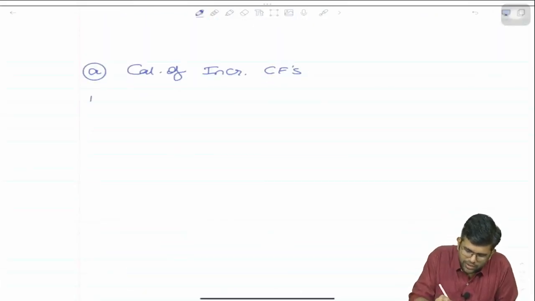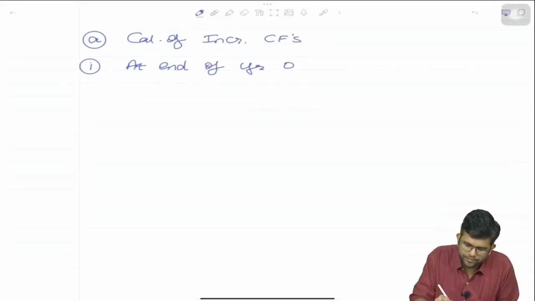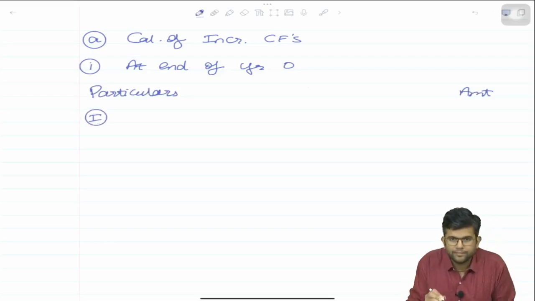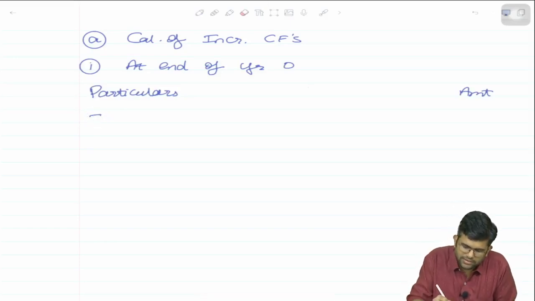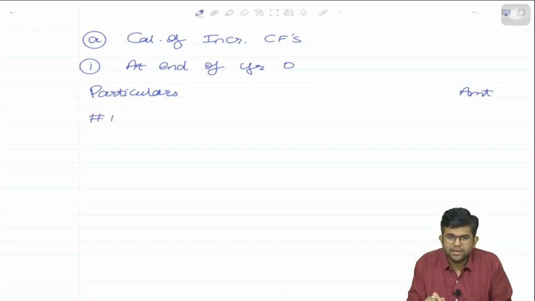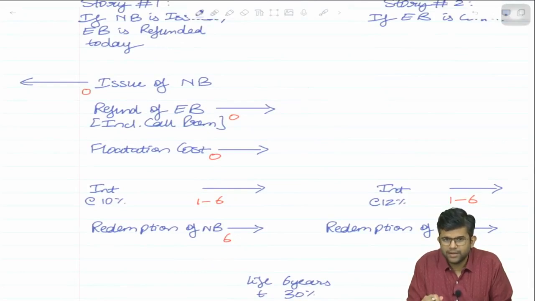So, I will write here point number 1: at end of year 0. I am writing here particulars and amount. First of all I will write about story number 1. You remember, incremental means story 1 minus story 2. Everybody clear? In story 1 what is happening? Issue of new bond is happening.